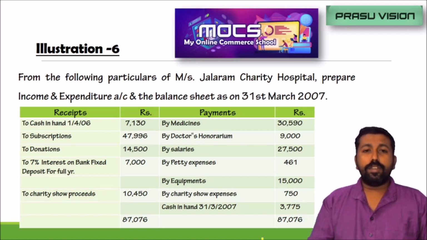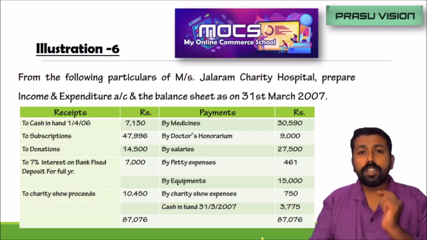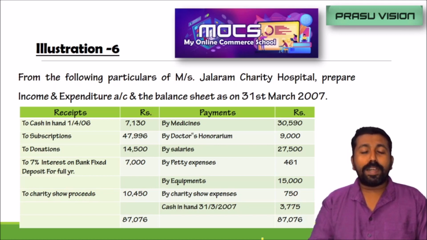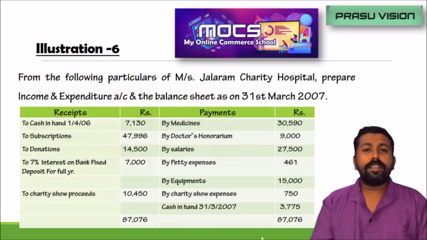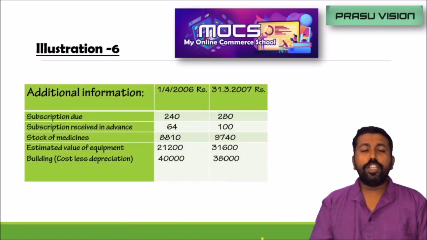On the payment side, we have to consider the medicine, honorarium for the doctor, salary, petty expenses, and charity show expenses. No need to consider the payment made for equipment, because that shows the amount of purchase of equipment. And there is some additional information: subscription due, meaning outstanding amount, with opening and closing given. Closing will be added, opening will be deducted. Subscription received in advance is there: opening amount 64 will be added, closing amount 100 will be deducted.